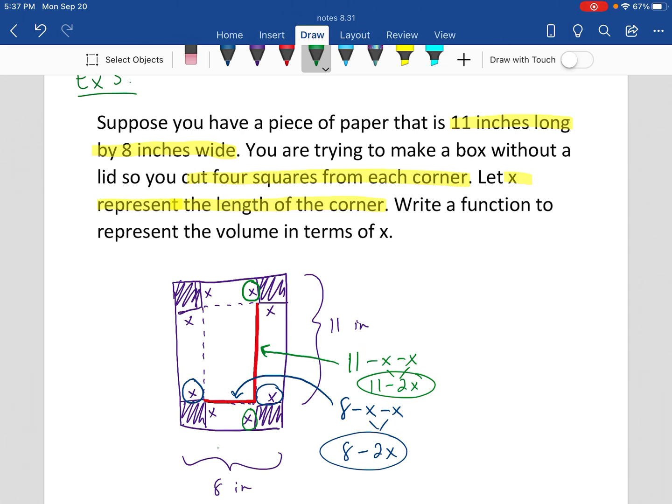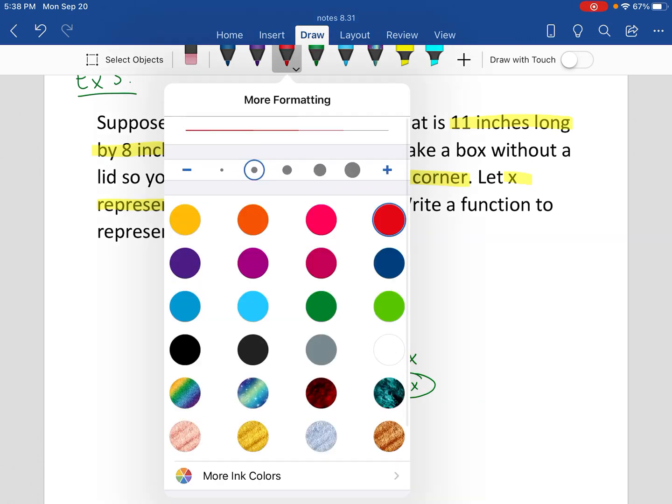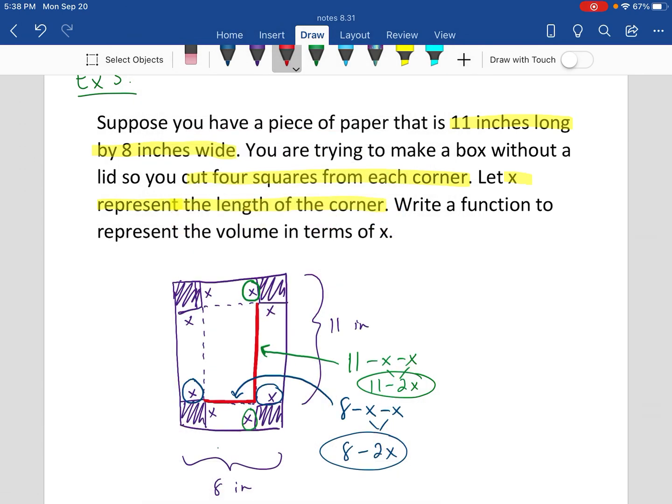Now, every time you are finding the volume of a prism here, we multiply 3 things, right? The length, the width, and the height. I have the width, I have the length. Now the height, you're going to have to visualize here. If I fold at the dotted lines, and at the red lines, my height is going to be right here, which I know measures x. So x is also going to be part of my equation, part of my function.